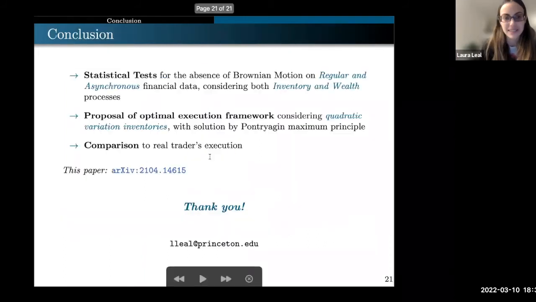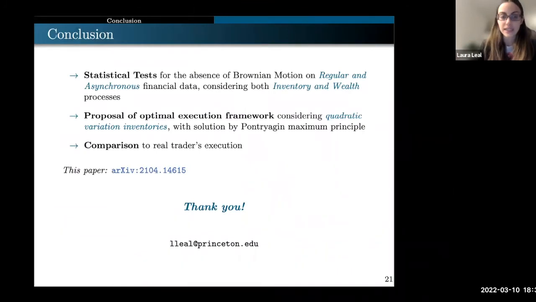So that's the conclusion. What we did here was statistical tests for the absence of Brownian motion on both regular and asynchronous data for both inventory and wealth processes. And the reason why we did that was because we saw on the data that there was some component missing. And then we proposed an optimal execution framework that now considers the diffusion term, so the quadratic variation of inventories. We solved it using Pontryagin's maximum principle.